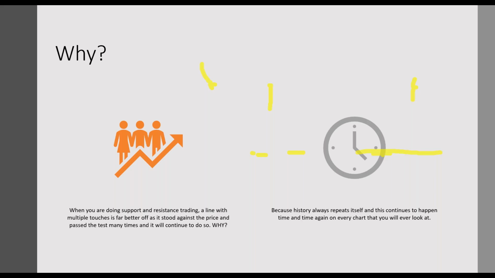Why? When you are doing support and resistance trading, a line with multiple touches is far better, as it stood against the price and passed the test many times, and it will continue to do so. Why? Because history always repeats itself, and it continues to happen time and time again on every chart you will ever look at.